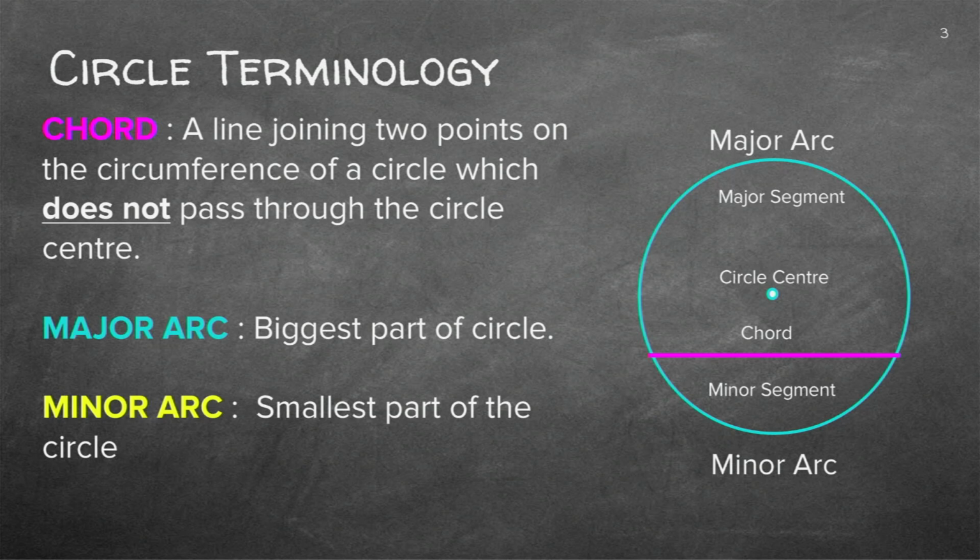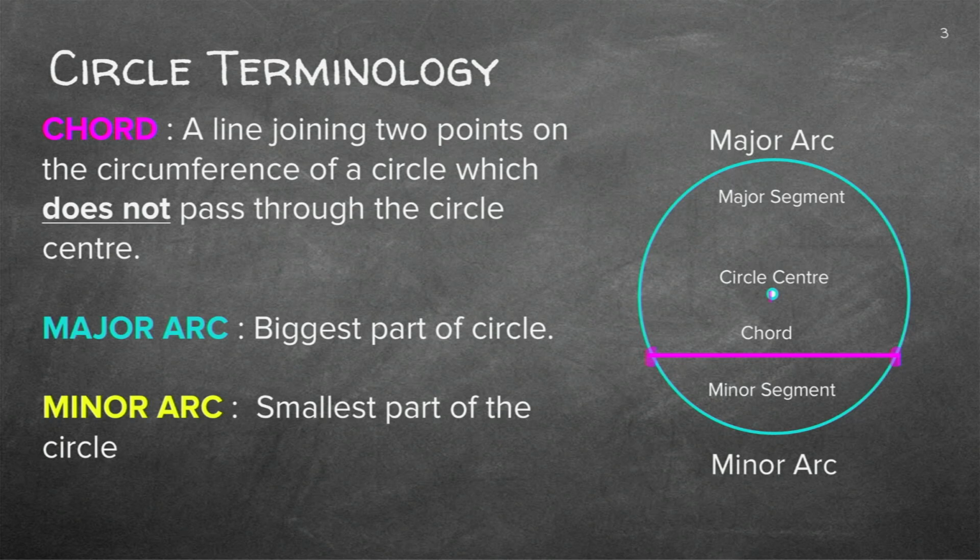A chord is a line joining 2 points on the circumference of the circle, but it does not pass through the center of the circle, which is there. So it does not go through the center of the circle.